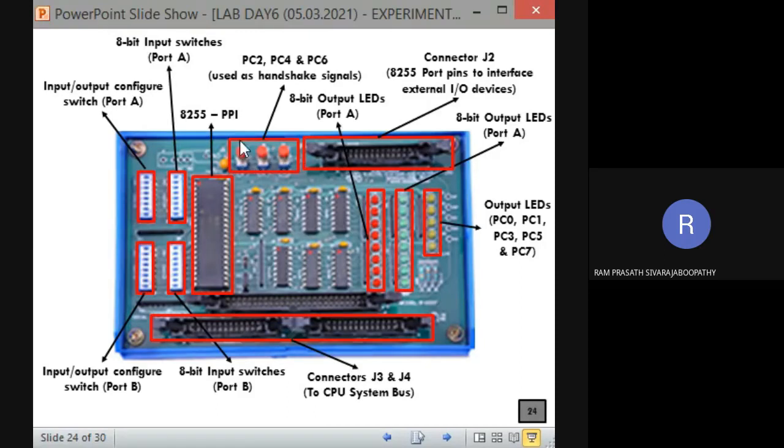This is another type of switch connected to PC2, PC4, PC6. This is for handshaking signal. இத பத்தி worry பண்ண வேண்டாம். Fine? Yes. Okay. Now பிசிக்கலா இதை எப்படி கனெக்ட் பண்ண போறோம் அப்படின்றதுக்கு ஒரு டயக்ராம் இங்க கொடுத்துருக்கோம், பார்க்கலாமா?